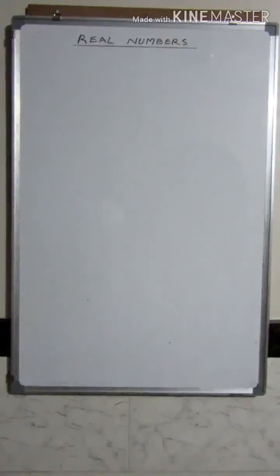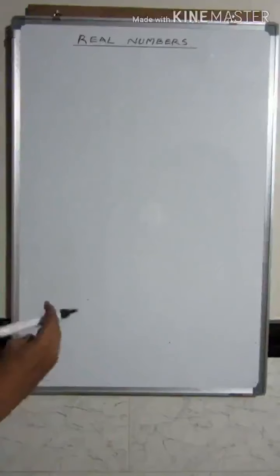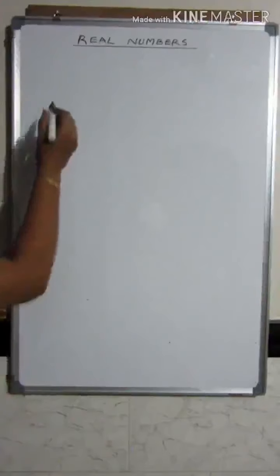Today we are going to learn a new chapter in algebra, that is real numbers. Now in your previous class you have learned what are natural numbers, what are whole numbers, what are integers and what are rational numbers. We'll just revise that once again. Now first, what are natural numbers?